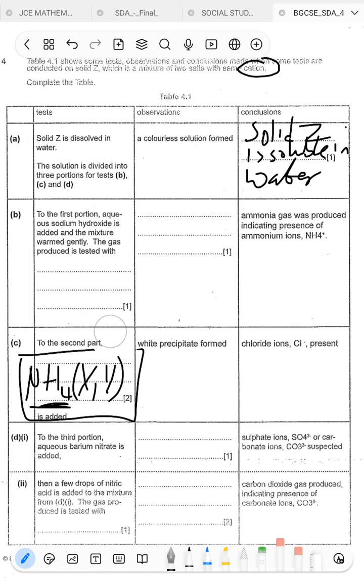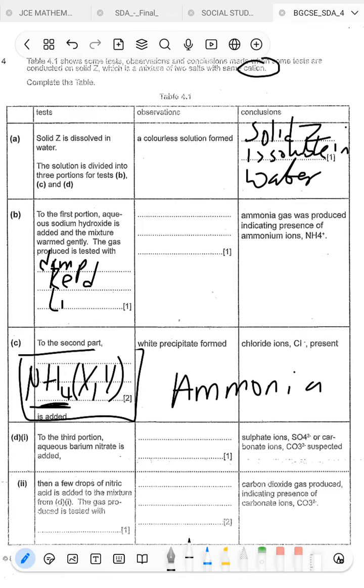So the gas here is going to be ammonia. The gas produced is ammonia. How do we test for ammonia gas? We test it using a damp red litmus paper. Damp red litmus paper. Okay, why damp?